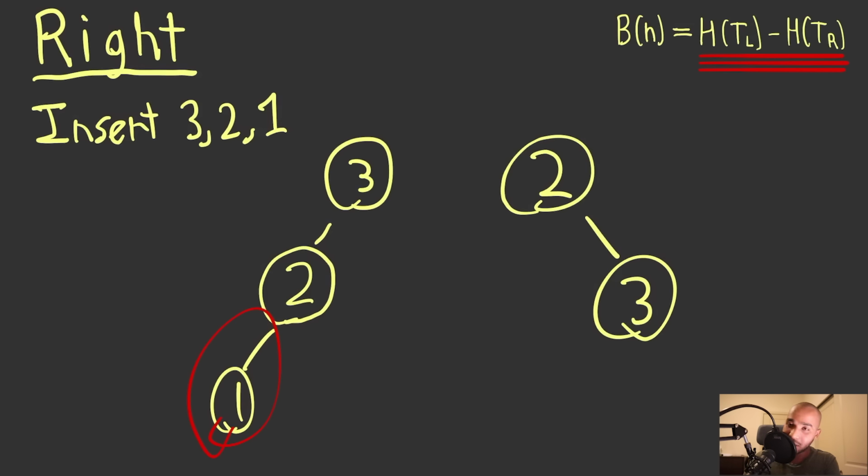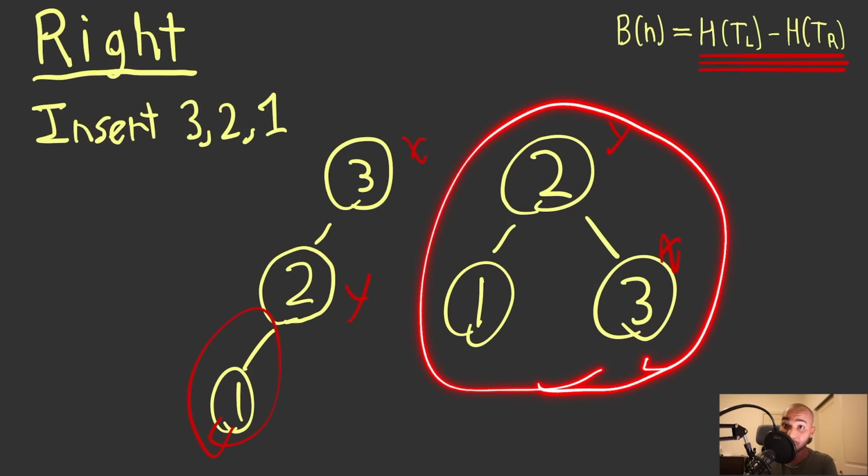But this 1, where does that 1 go? Well, we know 1 is less than this y. We know 1 is less than this x. So this 1 can just go here. This is less than y, less than x. So we've maintained our property. So that is the right rotation completed.